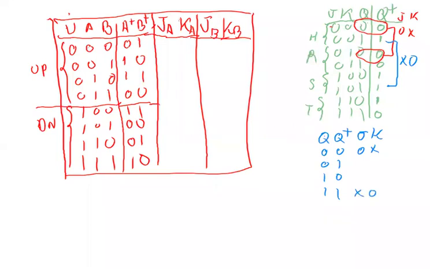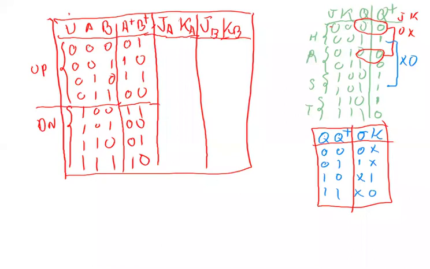Using the similar analysis, we can obtain the remapped excitation table inputs for JK, and this will come out to be 1x, and this will be x1. And you need this, right? This is so important. This was the first page of the instructions in homework 8. And this is the remapped excitation table for the JK flip-flop.